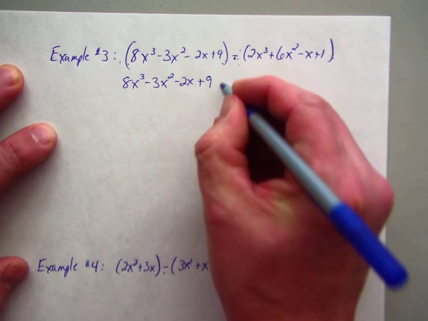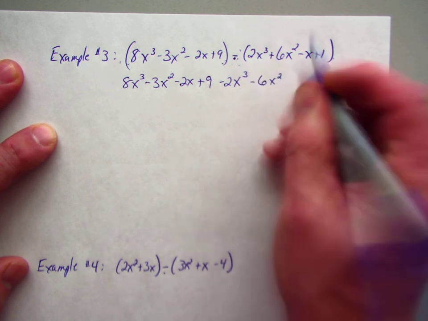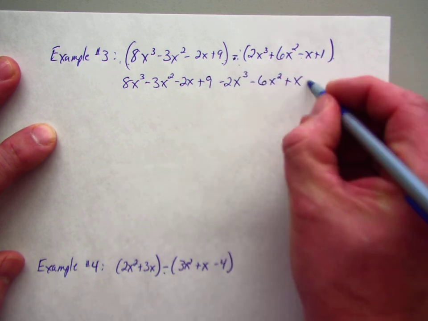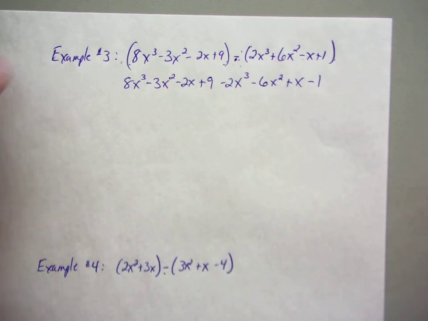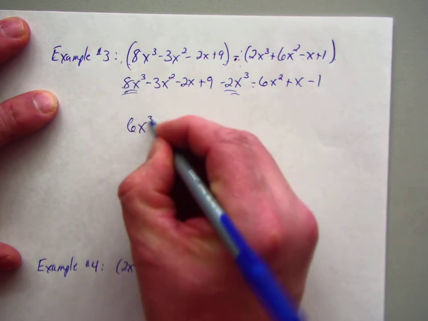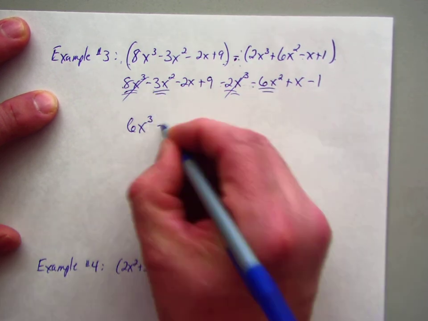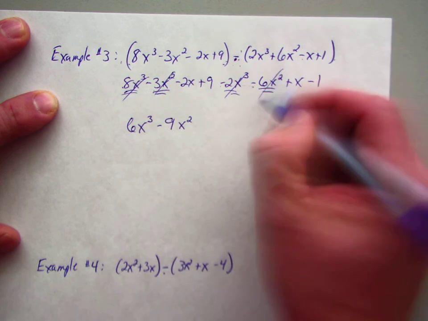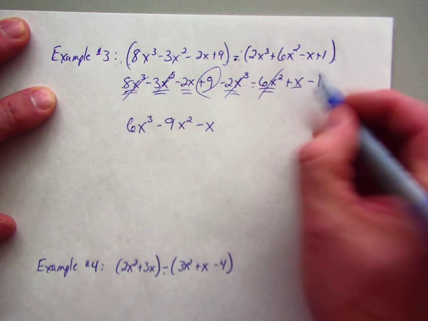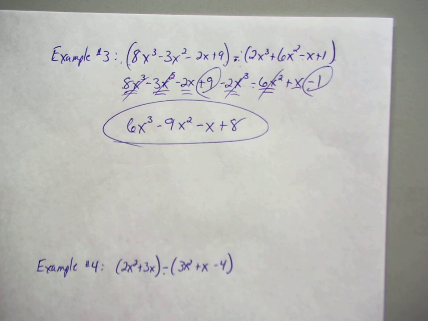So negative times a positive 2 is negative 2x cubed. Negative times a positive 6 is a negative 6x squared. A negative times a negative x is a positive x. And the negative times a 1 is a negative 1. Now I just go ahead and combine like terms. So cubics: 8 minus 2 is 6x cubed. Quadratics, I got a negative 3 and a negative 6, so that gives me a negative 9x squared. Linears, negative 2x and an x, so that gives me a negative x. And then my constants, 9 minus 1 is 8. And there I have a new polynomial.